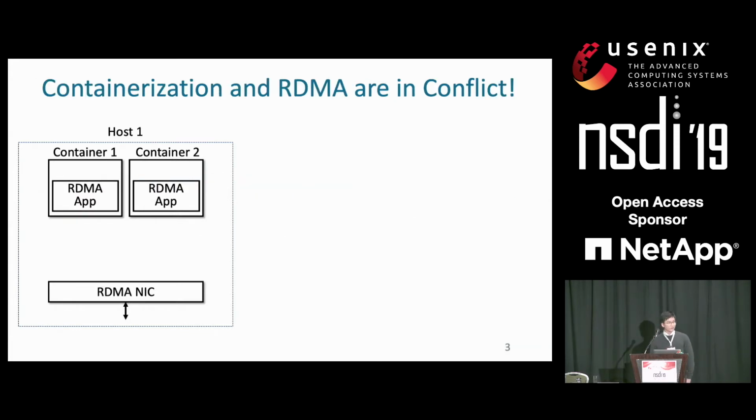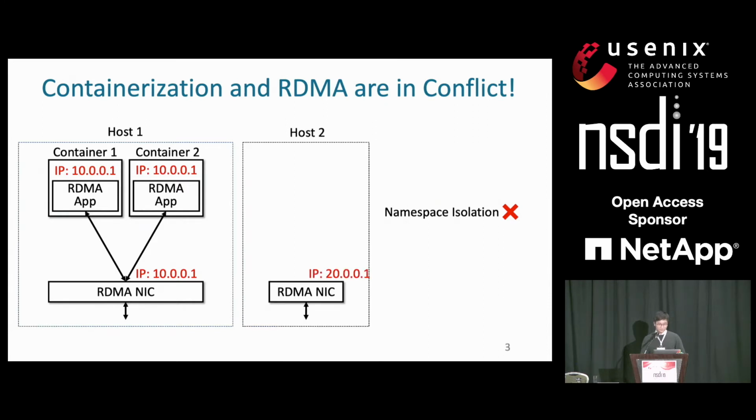However, when it comes to RDMA networking, containers cannot support these two properties because they are in conflict. In this case, containers have to use the host namespace to directly interact with the RDMA network interface card. Because of this, each container cannot have an isolated network namespace, which means all containers have to use the same IP address as the host namespace. And another issue happens when migrating containers. Since the namespace on a new host machine uses another IP address, the migrated container also has to change its IP address to a new IP address, which limits the portability of the container.